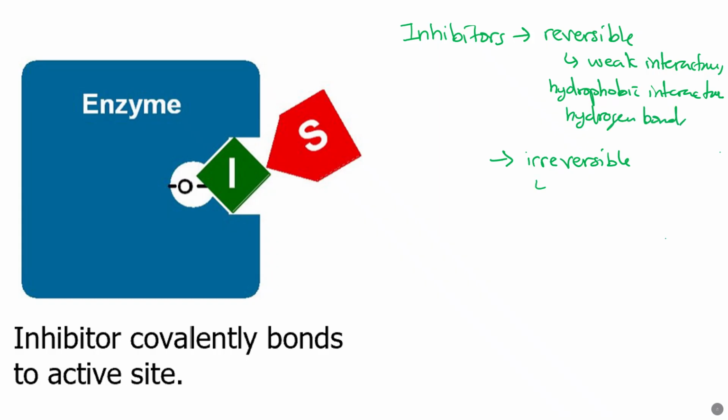But then irreversible inhibitors form a covalent bond with the active site or with the enzyme to change its shape, because again, these reversible or irreversible inhibitors could still be competitive or non-competitive. But again, irreversible inhibitors covalently bond to the active site or a part of the enzyme, and then again making the enzyme non-functional.